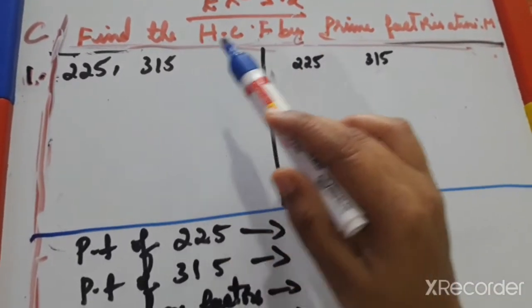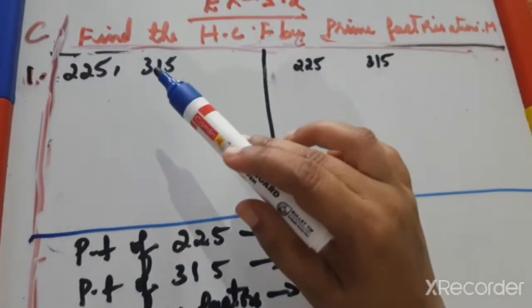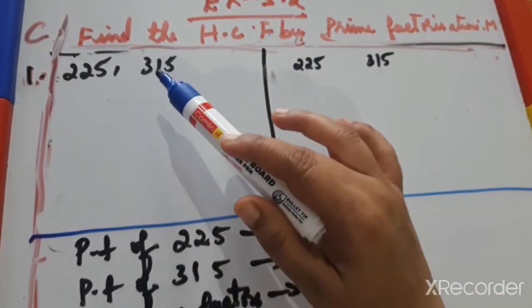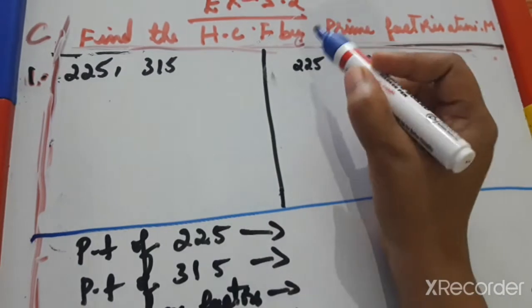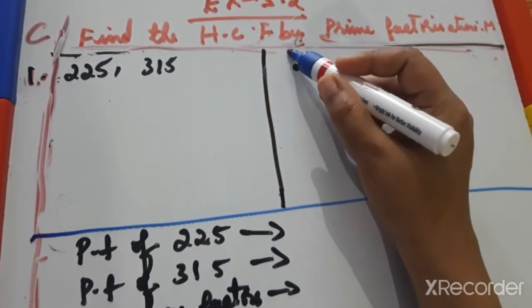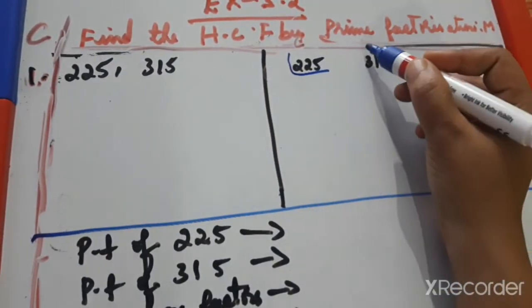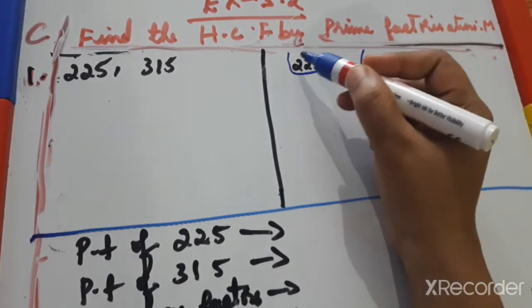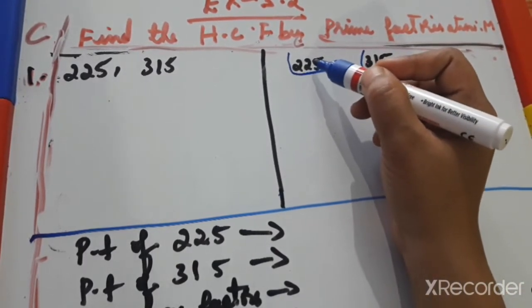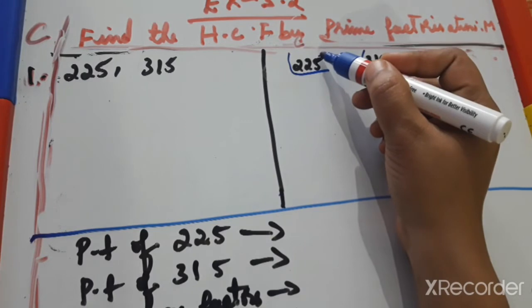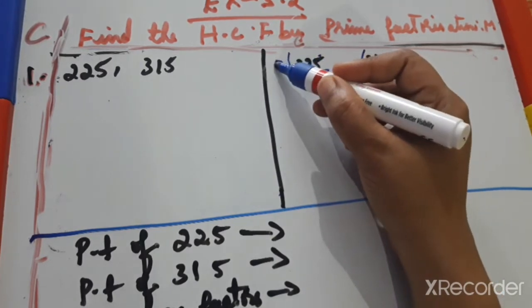Now find HCF by prime factorization method. Question is 225 and 315. Now we have to factorize with the division method, but outside numbers should be prime numbers. 225 will multiply with tables. Check the last digit. Last digit is 5, 5 means it multiplies with 5 ones are tables.